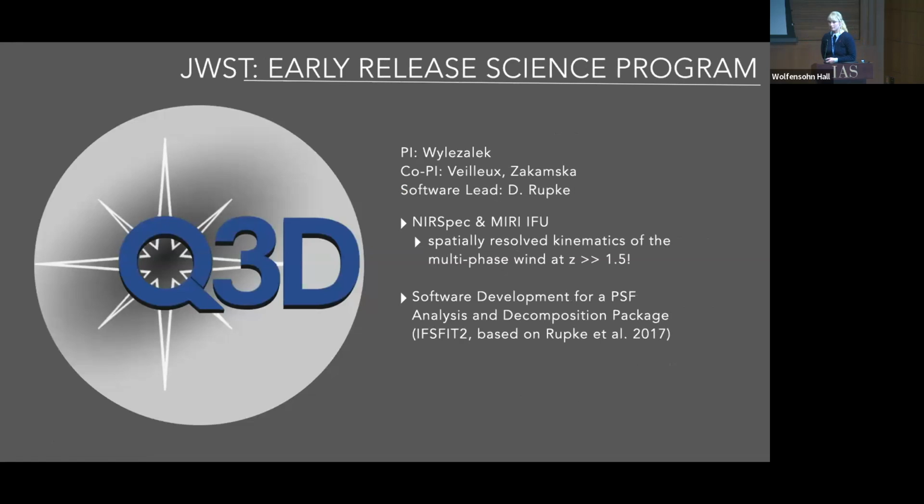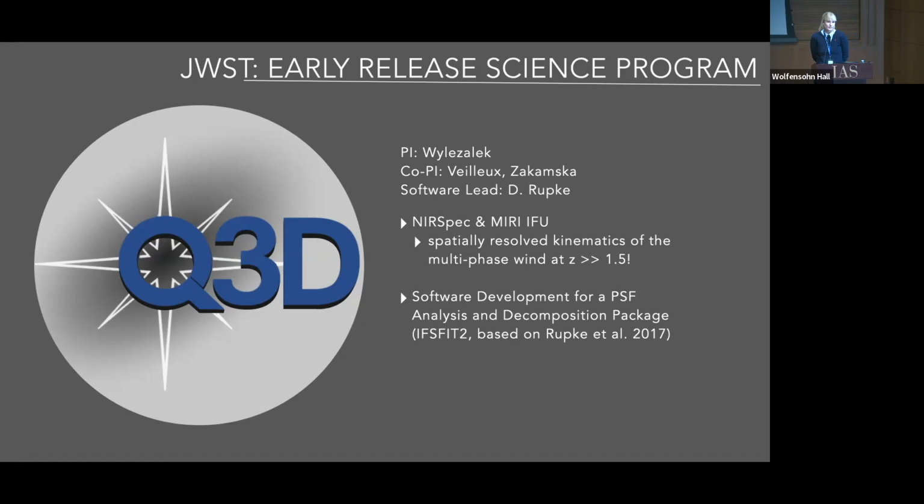But observing these sources from the ground with the same methods as we do for low redshift sources, like I showed you for the MaNGA galaxies, is very difficult. This is why we started this JWST Early Release Science program, called Q3D, that is currently using the NIRSpec and MIRI integral field unit spectrographs to spatially resolve the kinematics of the multiphase wind in quasars between redshift 0.5 and 3, so very high redshift. We're also developing a software package for PSF analysis and decomposition for JWST IFU data.